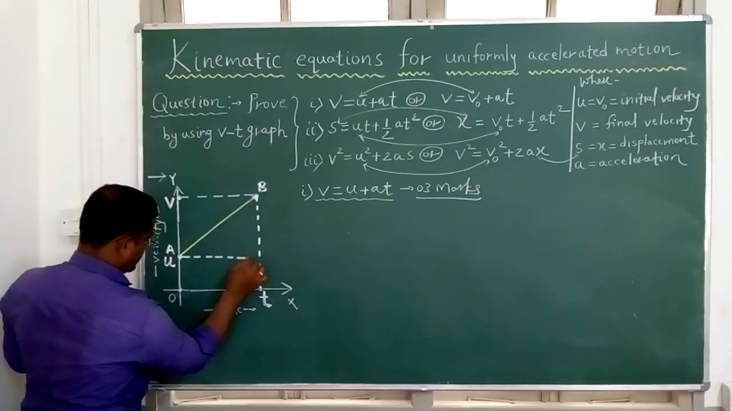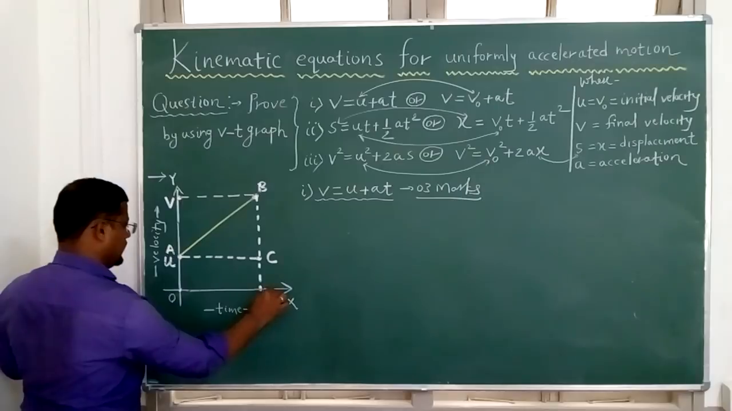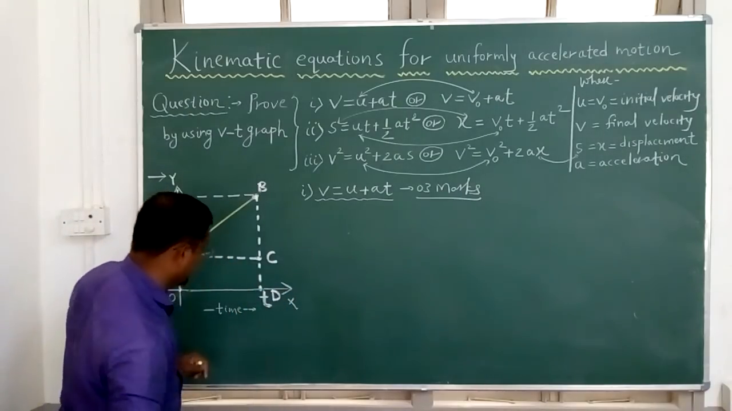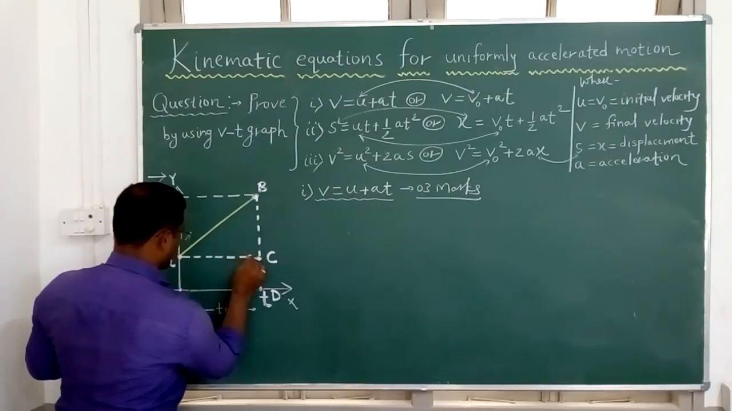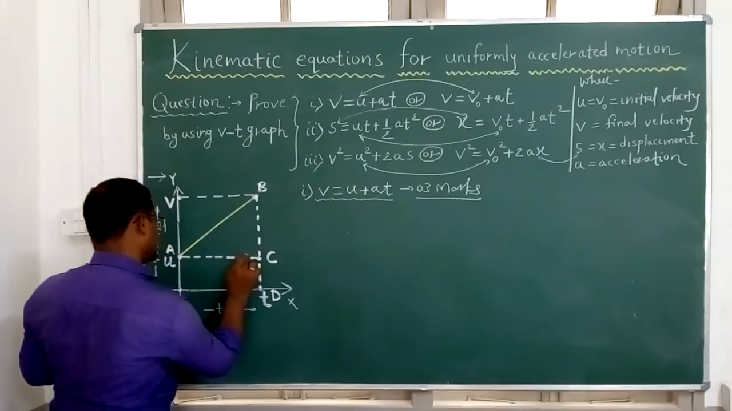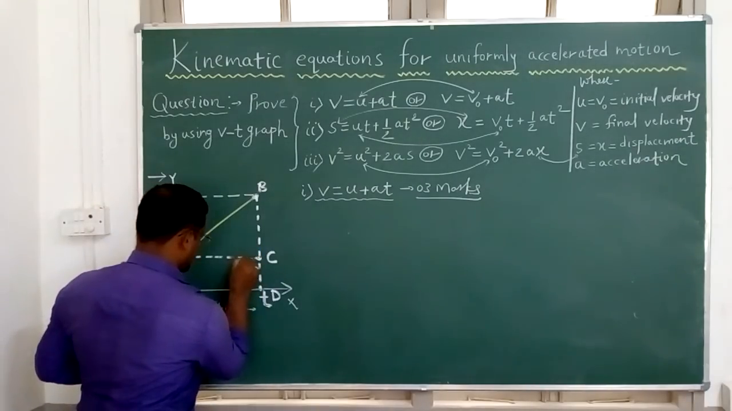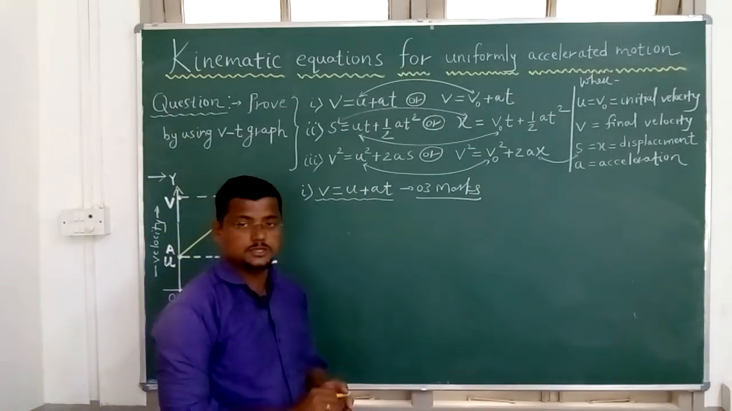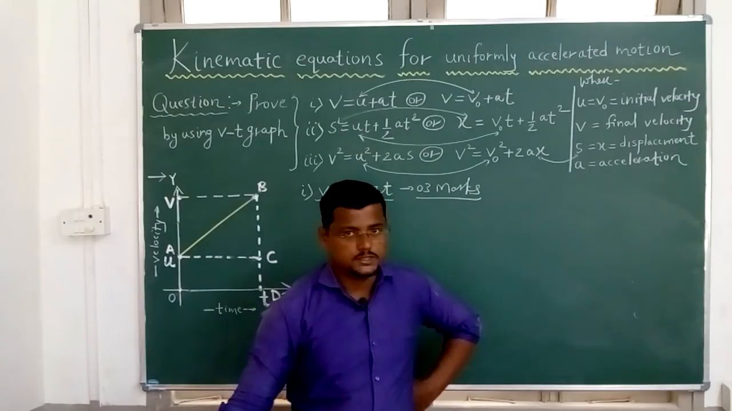This also I will join, and here I will mark as C, and this I will mark as D. Okay, so I have completed my diagram here. So what is the nature of this graph? It is uniform increasing velocity. Why uniform? Because we have got a straight line here. How this graph is drawn, I have explained already in my previous class. It is uniform increasing velocity, right?